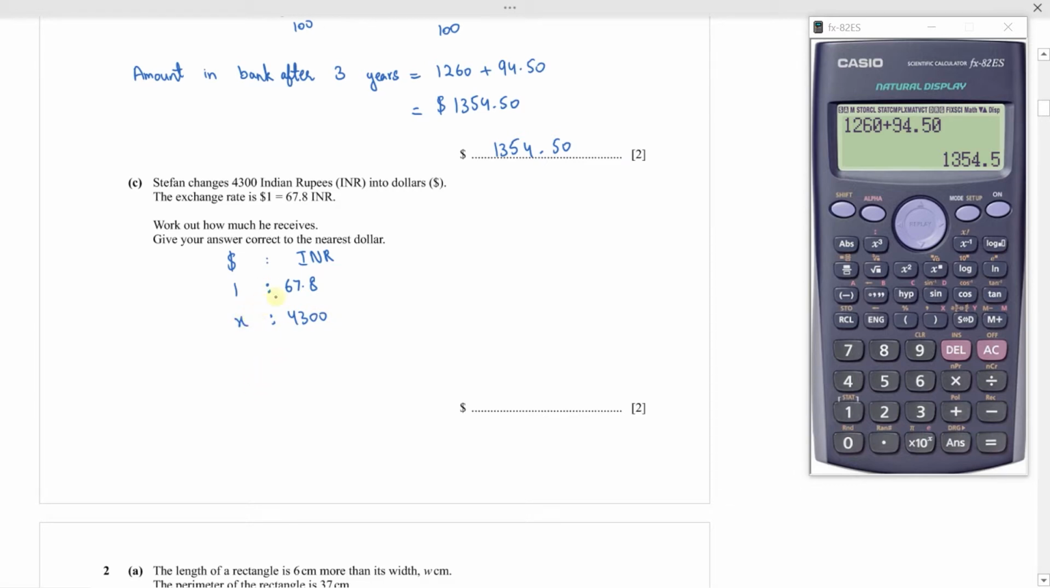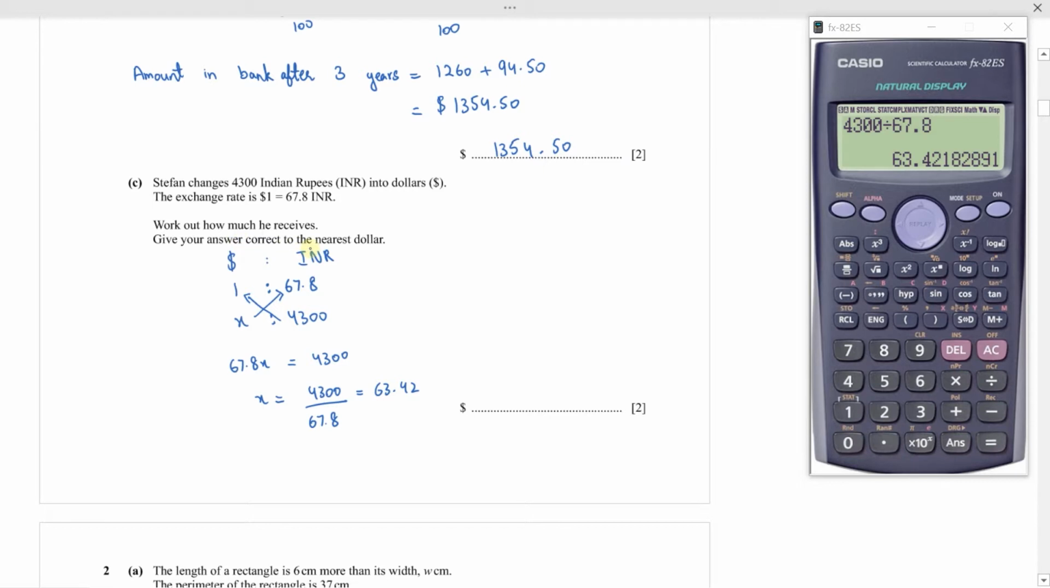So we can easily calculate this. These are directly proportional. So the more dollars you have, if you convert them into rupees, you will get more rupees. If you have fewer dollars, you will get fewer rupees as well. So for directly proportional quantities, we cross multiply to form our equation. So this will be 67.8x equals 4,300, and x will be 4,300 divided by 67.8. So this is $63.42 that Stefan will get when he converts 4,300 Indian rupees.